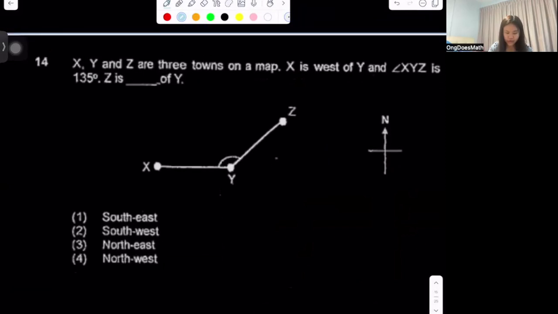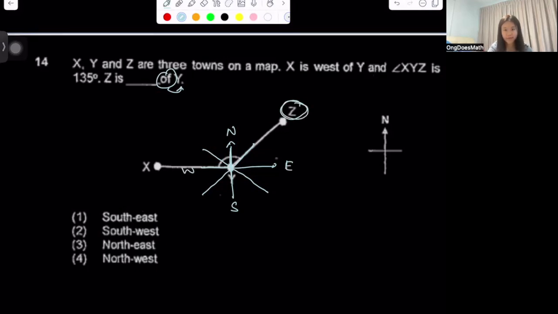X, Y, and Z are 3 towns on the map. X is west of Y, and angle XYZ is 135 degrees. Z is what of Y? Let's draw the compass at Y. We can draw an 8-point compass. Here will be north, down will be south, to the right will be east, to the left will be west. And Z is right smack in between north and east, right? Which means Z is north-east. So the answer is option 3.